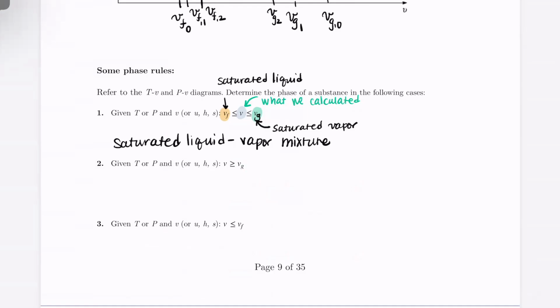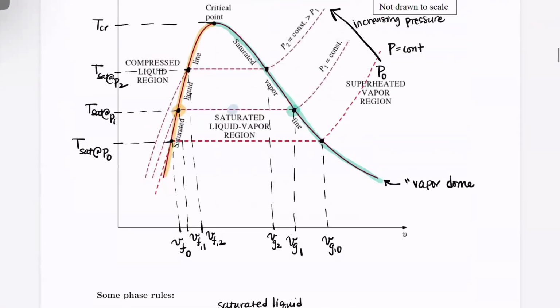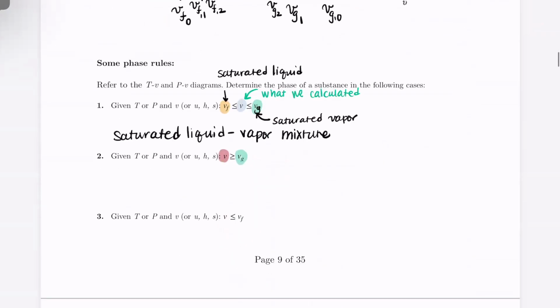Yeah, so this is a superheated vapor. So I will call this the red. Now we have this specific volume is greater. So we're here. All right, so this is a superheated vapor. Fantastic.